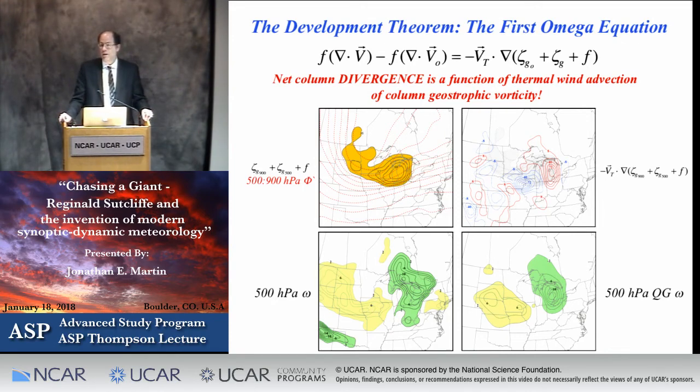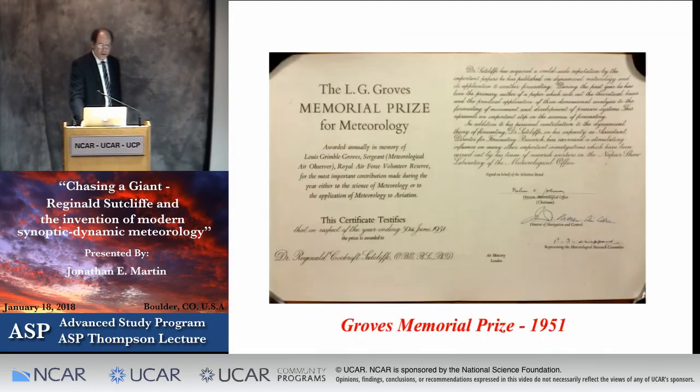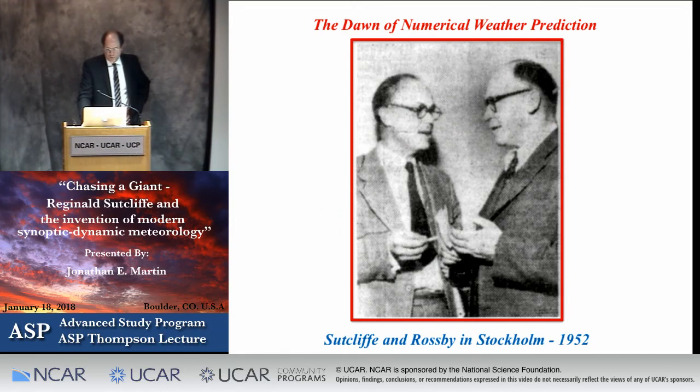And you don't have any other options in 1947. So this was a huge step forward for the science. And it started to generate prizes for Sutcliffe. He became really well known for this. He won the L.G. Groves Memorial Prize from the Met Office in 1951. Here's Rossby and Sutcliffe in Stockholm in 1952.